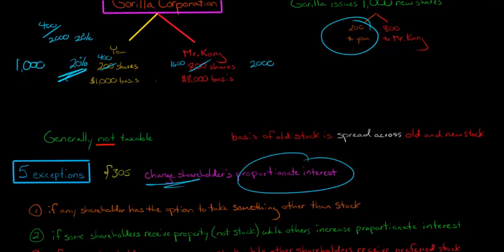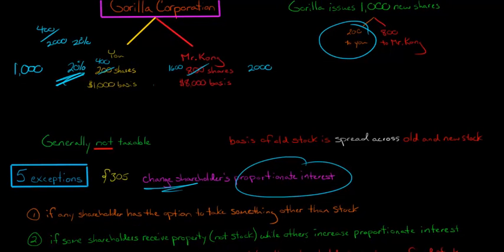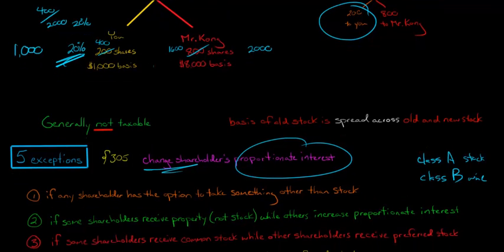Now, if some shareholders were to receive property other than stock, so cash, a machine, a bottle of wine, whatever, while others are receiving stock and their proportionate interest is changing, that will also cause it to be taxable. Let's say, for example, you had Class A shareholders and Class B shareholders. Class A shareholders received more stock, and Class B shareholders got a bottle of wine. So now the people who got the stock have a higher proportionate interest in the firm. This is changing the relative interest of ownership, and so that's going to be a taxable stock dividend.